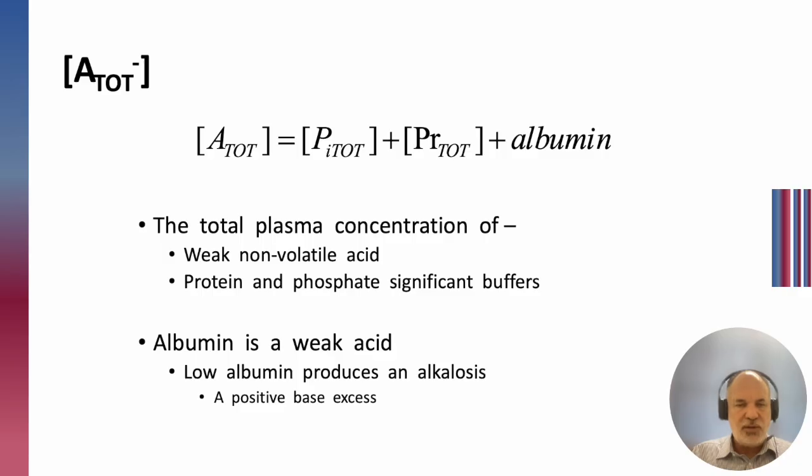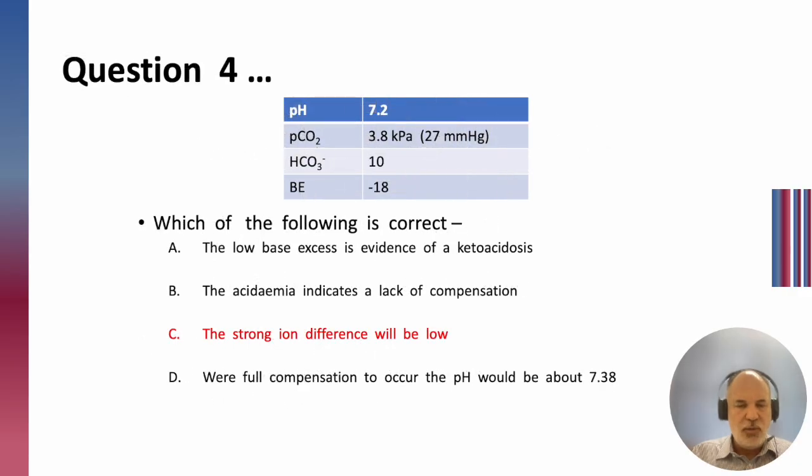So if we go back to question 4 then, this is really where we saw a metabolic acidosis with a base excess that was minus 18, and as indicated in the slides before, this would be associated with a low strong ion difference.